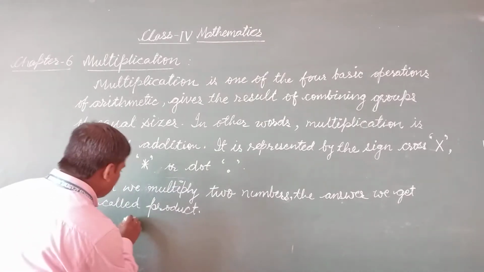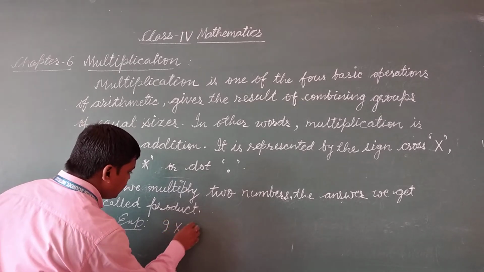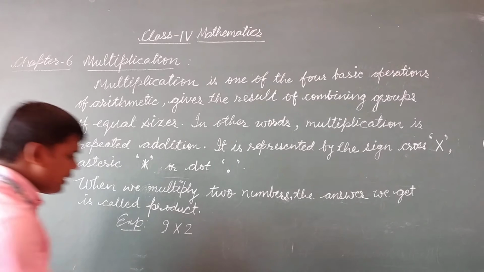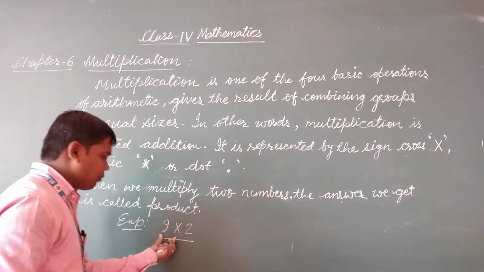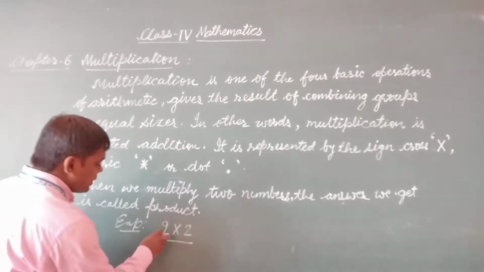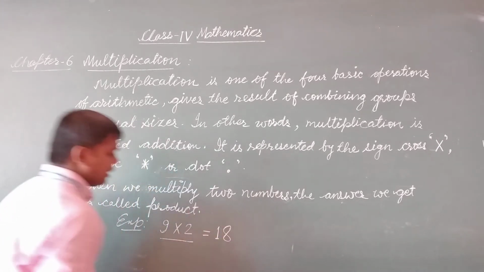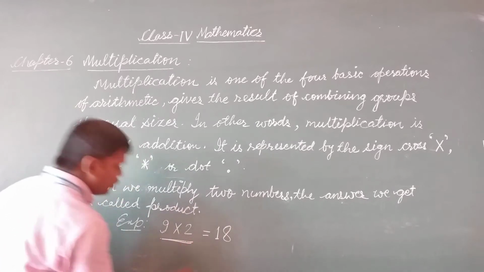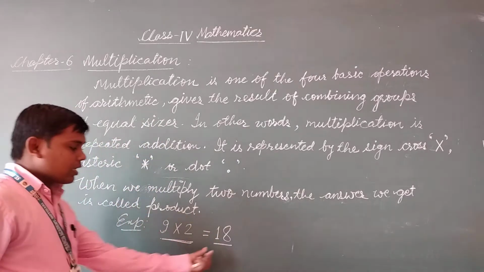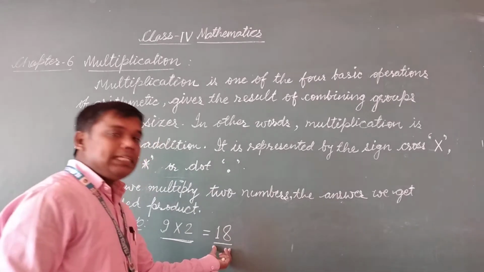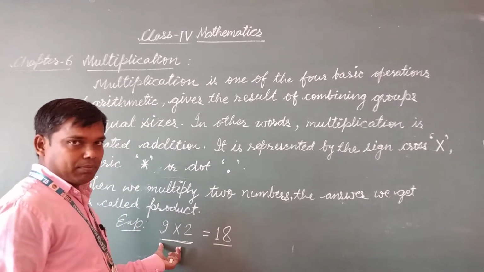Means if we have two numbers, example 9 and 2. So writing in this form is called multiplication of 9 and 2. So 9 2 ja 18. So these two numbers multiplied together and the result or answer came 18. 18 is product. 18 is product of these two numbers.